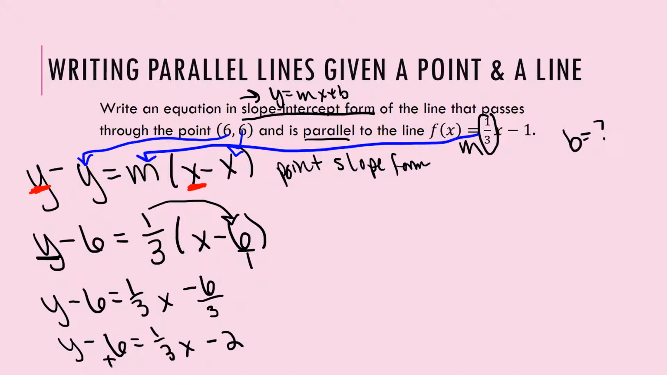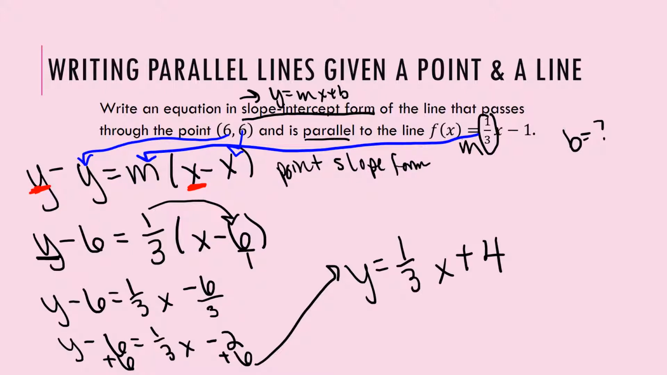And then we have to add 6 to both sides to get y alone, which gives me y is equal to 1/3 x plus 4, because negative 2 plus 6 is 4. So you can solve each one of these problems either way. Either way will work, and you should get the exact same answer in the end for the equation of the line, whether you want to use slope-intercept form or if you want to use point-slope form to get there.